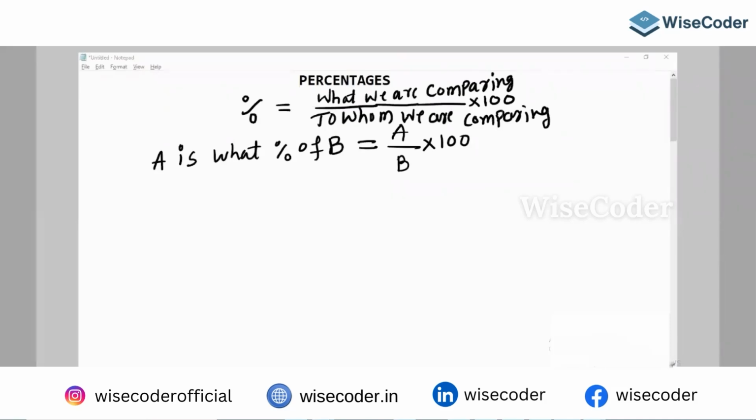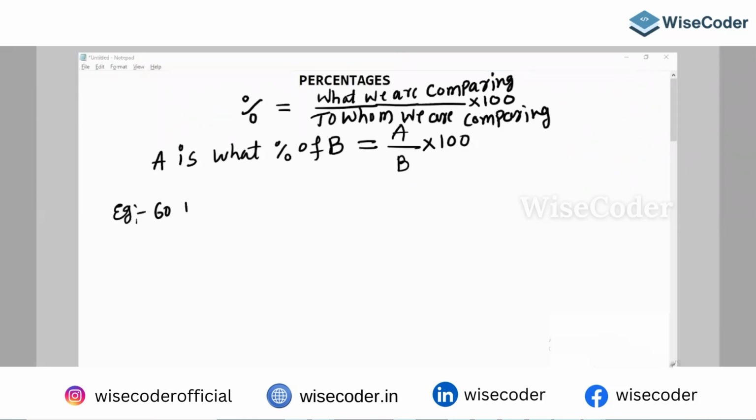Look at here: A is what percent of B? I am comparing A with B. So that's why A by B into 100. Are you getting my point? Let's take one example.